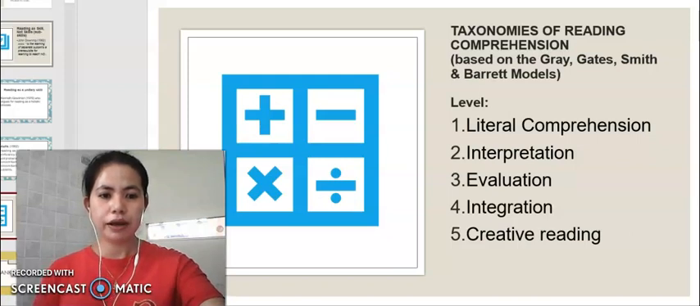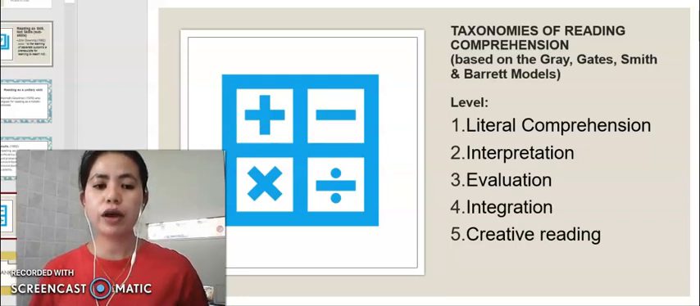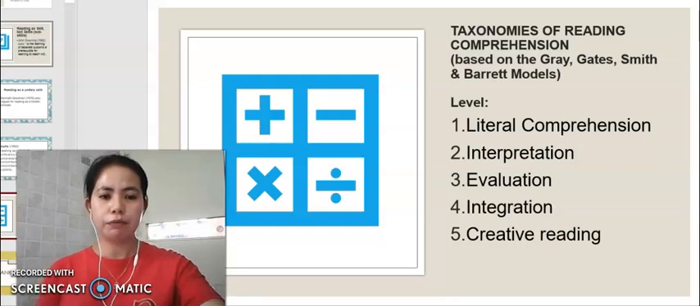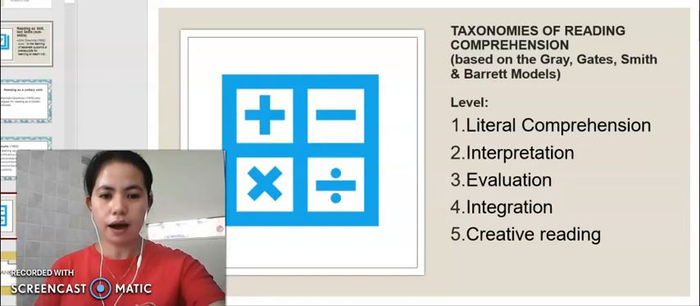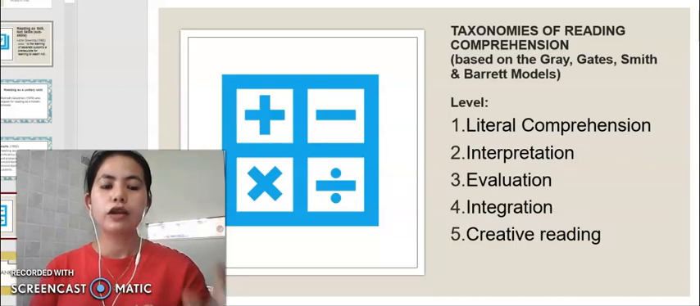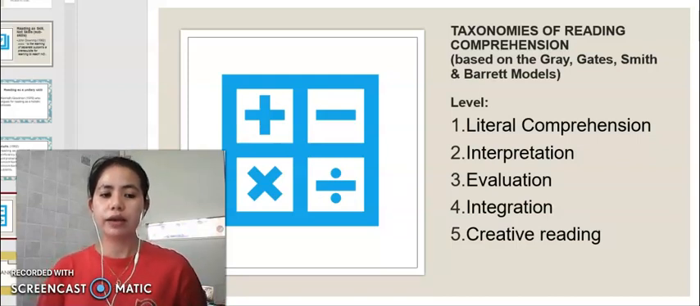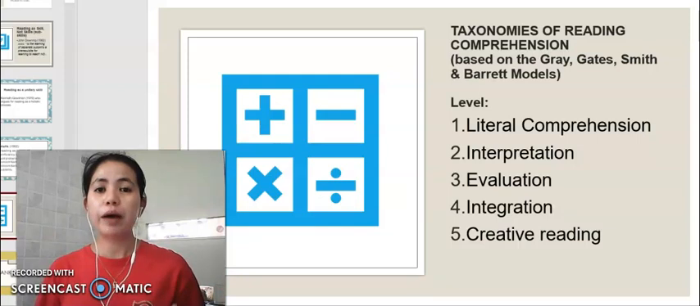For level 3, evaluation, it involves the making of a personal judgment on the text by the reader. For level 4, integration, it stresses reading for use and for values clarification. And the highest level, which is creative reading, uses divergent thinking skills to come up with new ideas or alternative solutions to those presented by the writer.